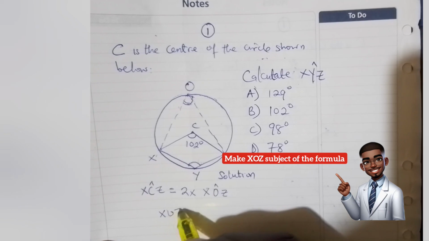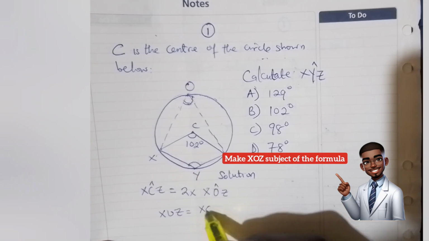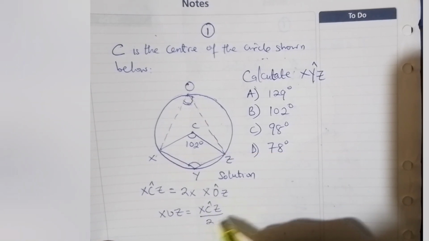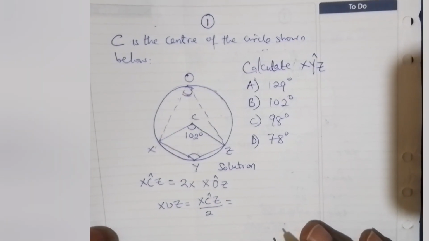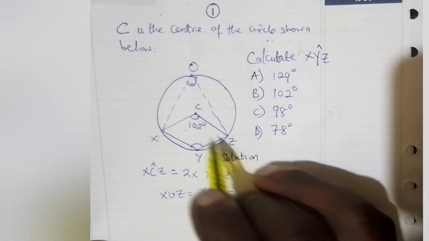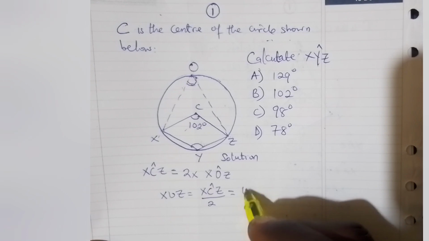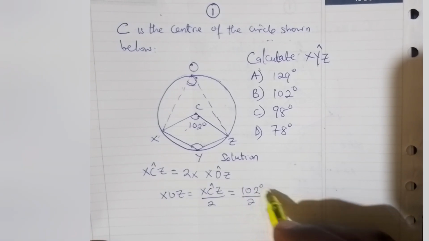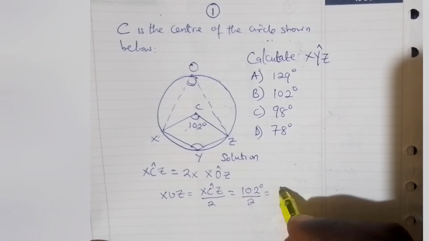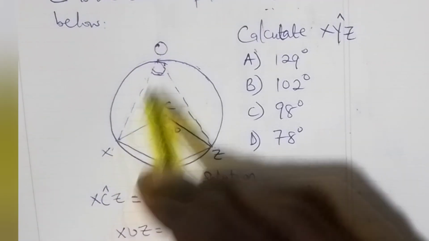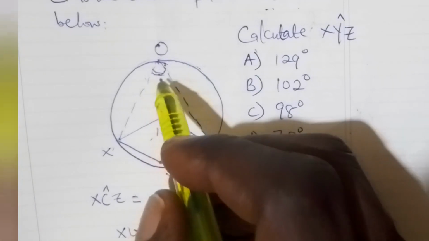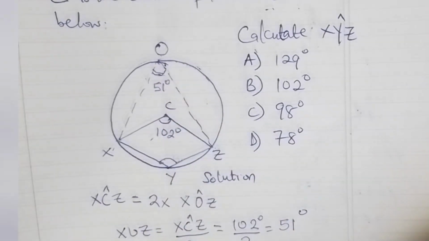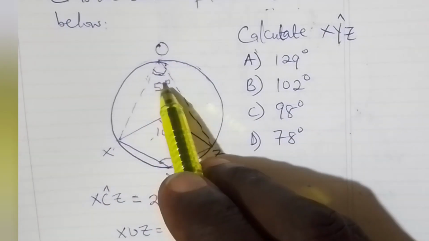From here, we can easily find XOZ. You can see that XOZ will be equal to XCZ divided by 2. And we already have our XCZ. XCZ is 102. So we have 102 divided by 2 degrees. This will give you 51 degrees. So the angle at this particular point here is 51 degrees. So you already have this particular angle at the circumference.